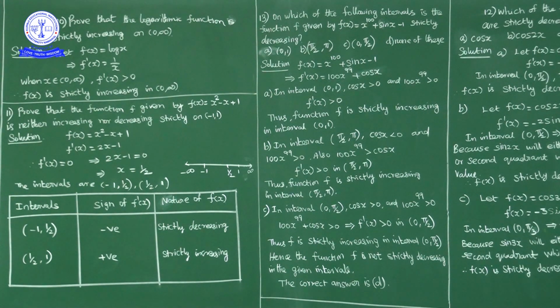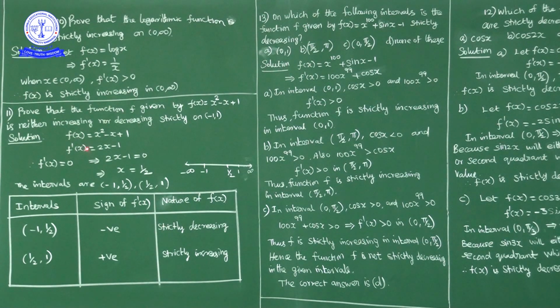Next question. Question number 11, prove that the function f given by f of x equal to x square minus x plus 1 is neither increasing nor decreasing in the interval minus 1 to 1. What is f of x? Given function f of x is x square minus x plus 1.